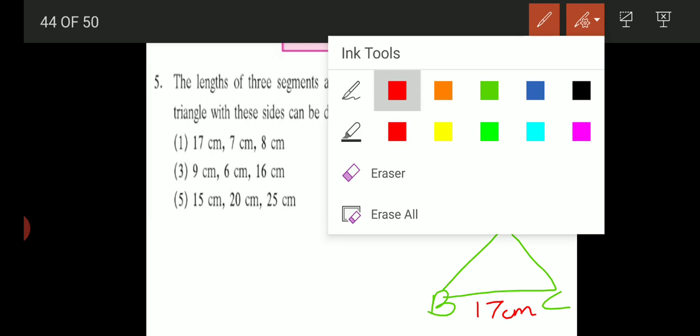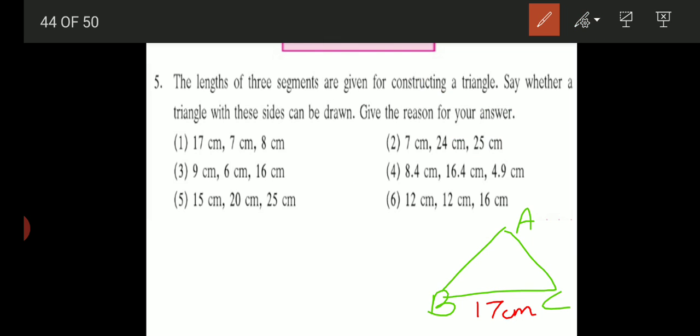You can put AB as 7, and AC you can put as 8 centimeter. These two values you can put as per your wish. Now, what is our next step over here? After the rough figure, we have to justify whether we can draw or construct a proper triangle with the help of the three measurements given over here.